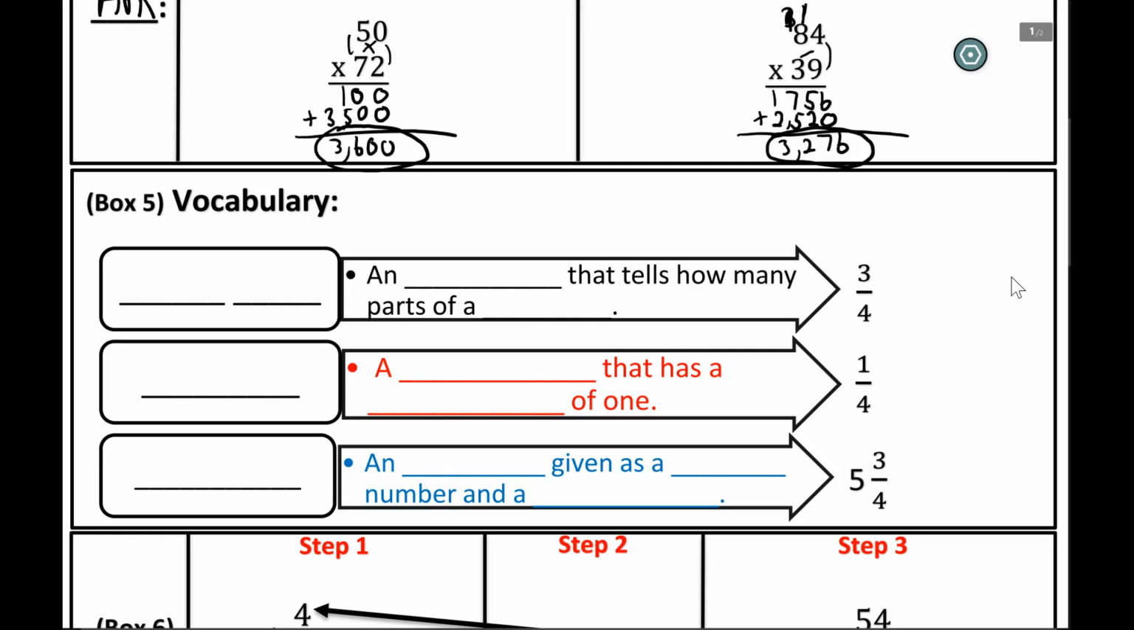Going into Box 5, our vocabulary words. Mr. Arevalo, you still have not changed this line right here. No, I have not. I'm very sorry. Okay, please forgive me.